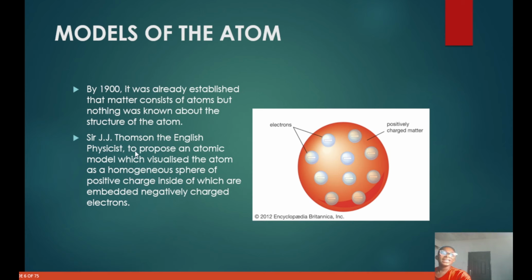In 1900, it was already established that matter consists of atoms, but nothing was known about the structure of the atom. Sir J.J. Thomson, the English physicist, proposed an atomic model which visualized the atom as a homogeneous sphere of positive charge. The atom consists of a big sphere, ideally positively charged, and there are electrons in it, embedded negatively charged electrons inside of it. That was Sir J.J. Thomson's proposition, and it was also disproved.